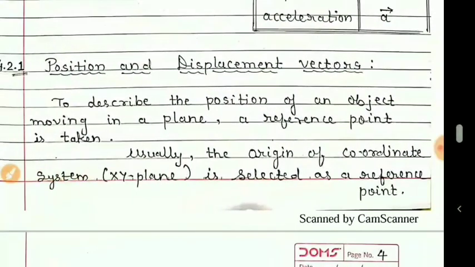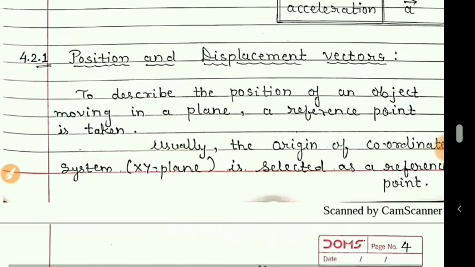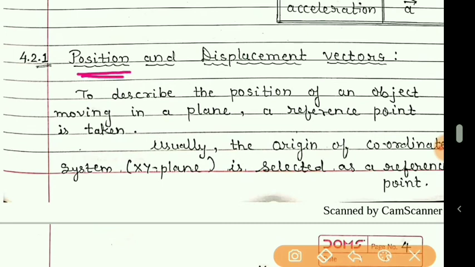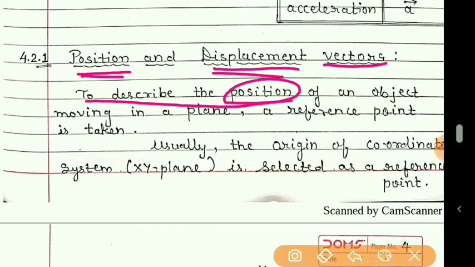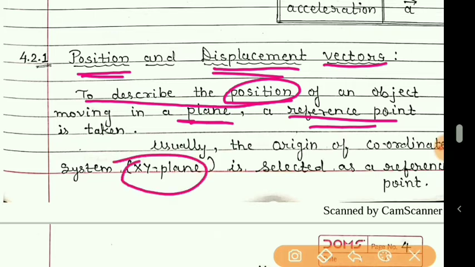Now about position and displacement vectors. Students, to describe the position of an object moving in a plane with respect to some reference point, usually the xy plane is considered because it is a two-dimensional motion. So two coordinates are used, x and y.